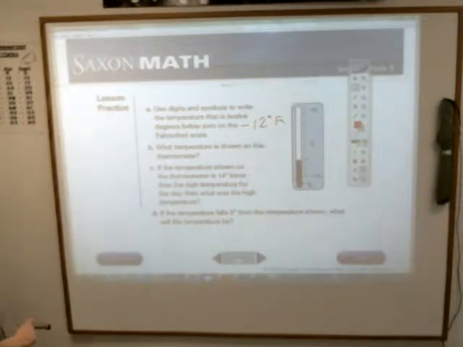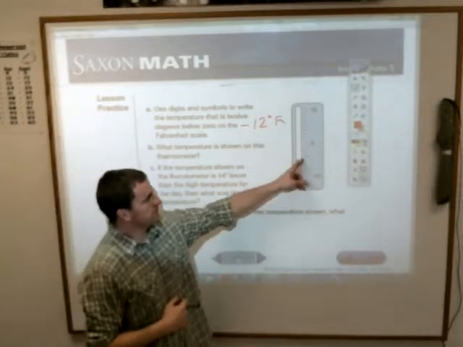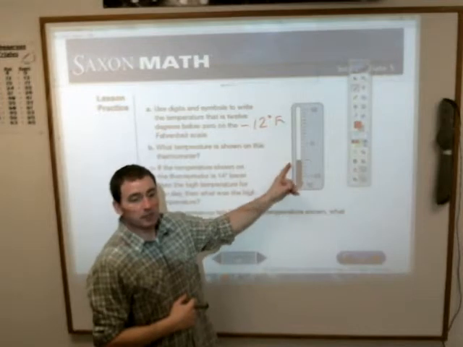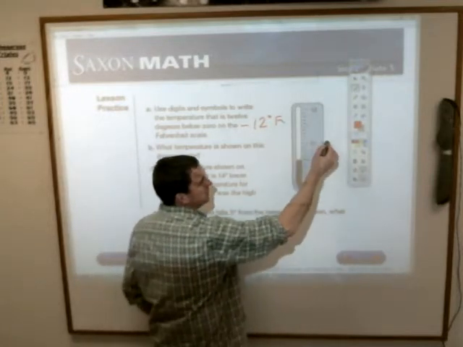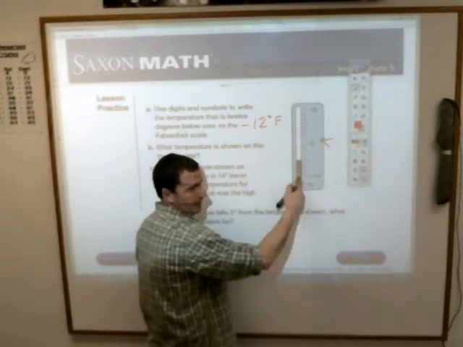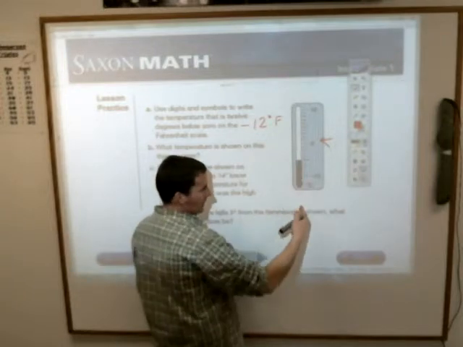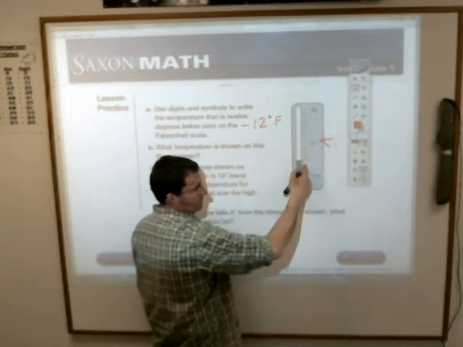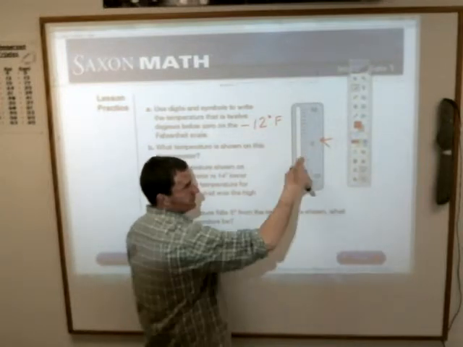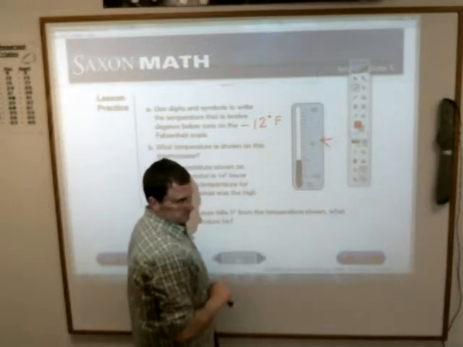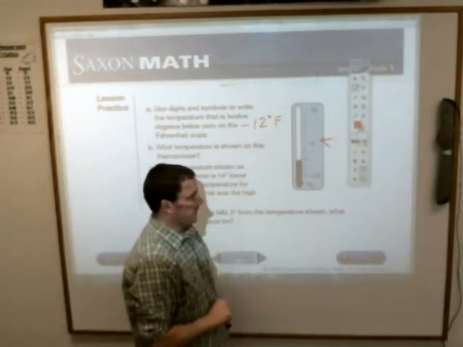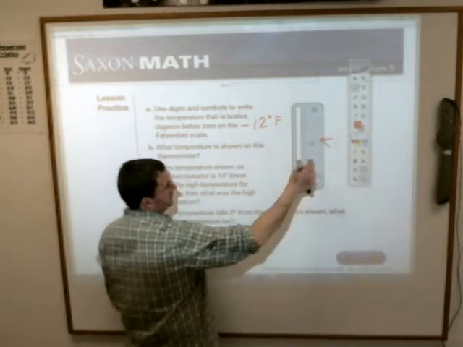What temperature is shown here on the thermometer? And here you have to be careful too. Look, here is 0 degrees, and it's below that, so it's going to be below 0. And then you have to figure out what each one of these marks stands for. How many degrees is each mark? Jacob? 1? Well, let's check and see.